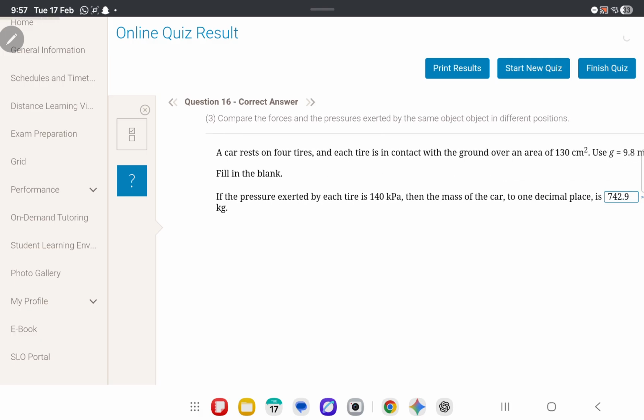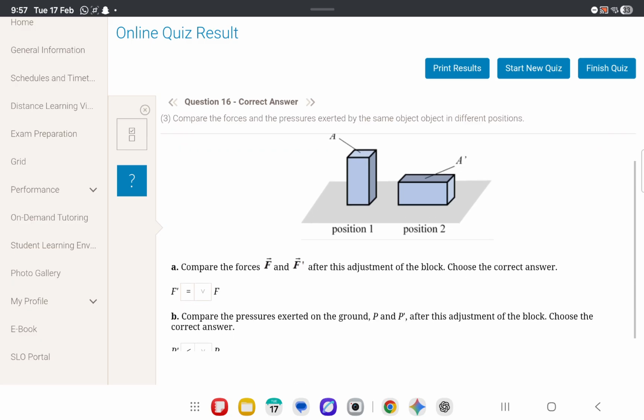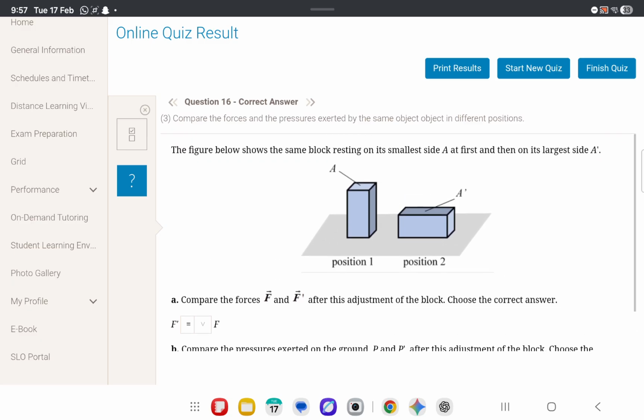The figure below shows the same block resting on its smallest side A at first and on its largest side A prime. Compare the forces F prime and F. Well, obviously they're going to be the same, right? Because again, it's resting, right?